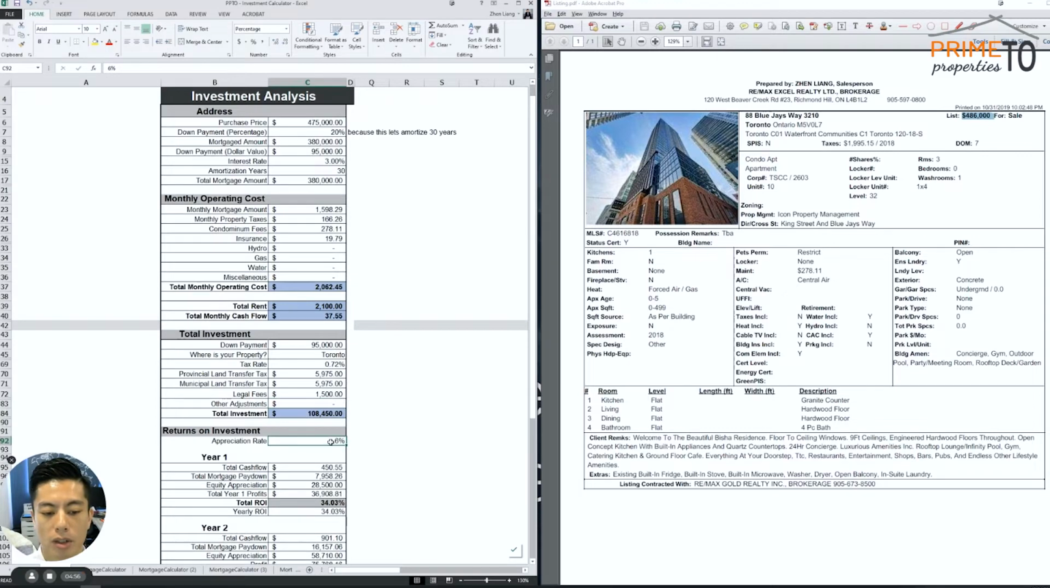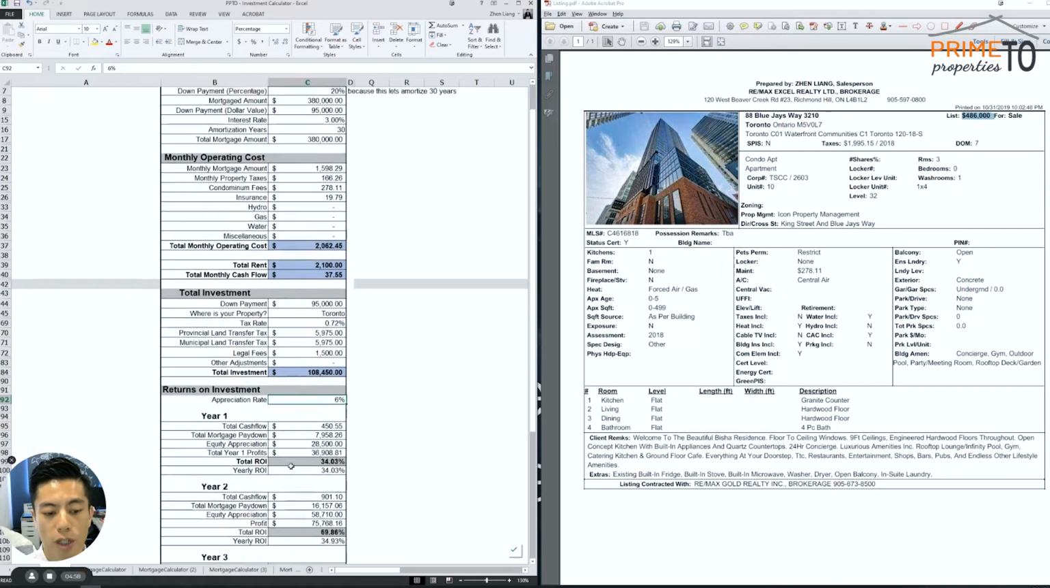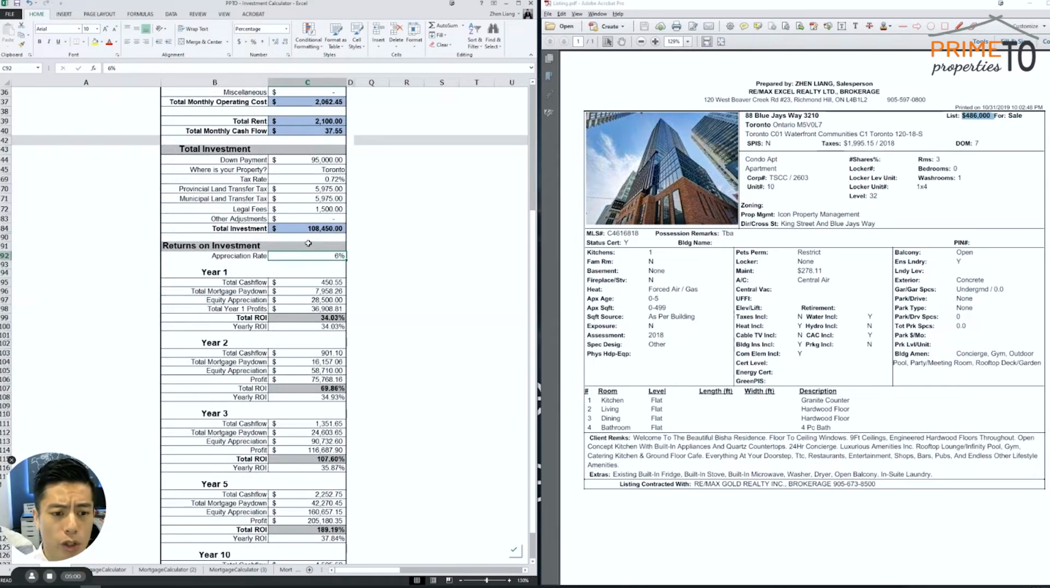Now, what a lot of people like to look at is how much money they're going to be making, which is the ROI. So I will conservatively use 4% appreciation. Obviously, as you guys know, condos have been doing a lot better than 4%, but you can see here, it takes everything that you are going to earn throughout the course of the year. So you can see here, this is basically what our monthly cash flow is times 12, because that's how much cash flow you get per year.